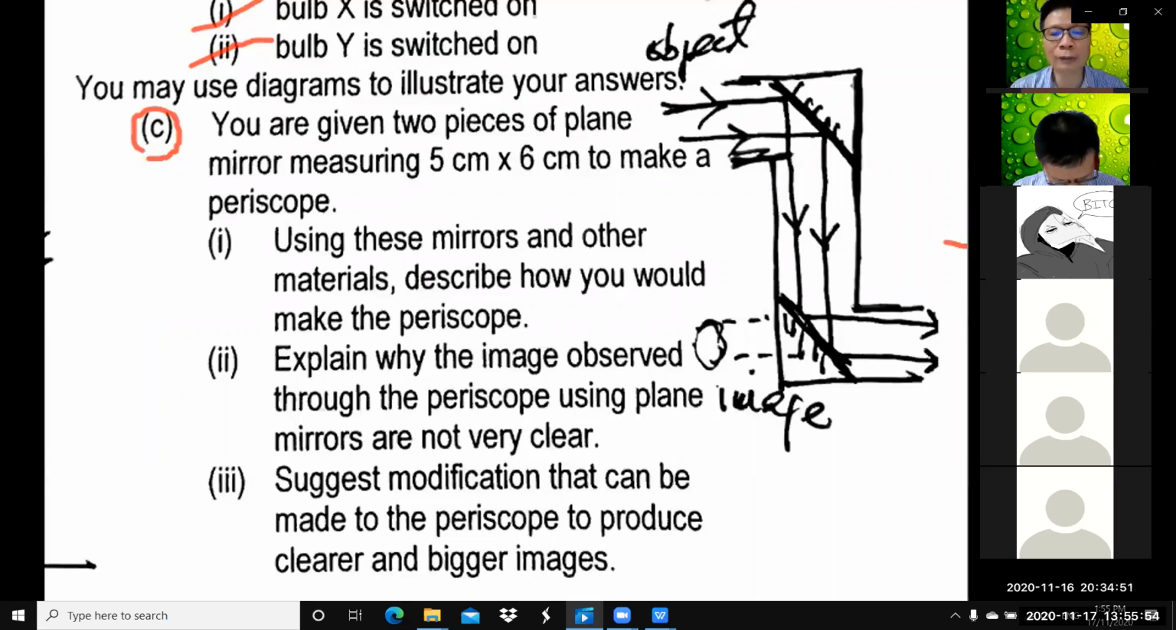Now we go to part 2. Why, part 2 not yet. For part 1, I think you have to explain how the light moves, because part 2 straight away they ask you why the image is not good. So in part 1 you need to explain how the light goes in and then forms the image. Continue with part 1, you know.